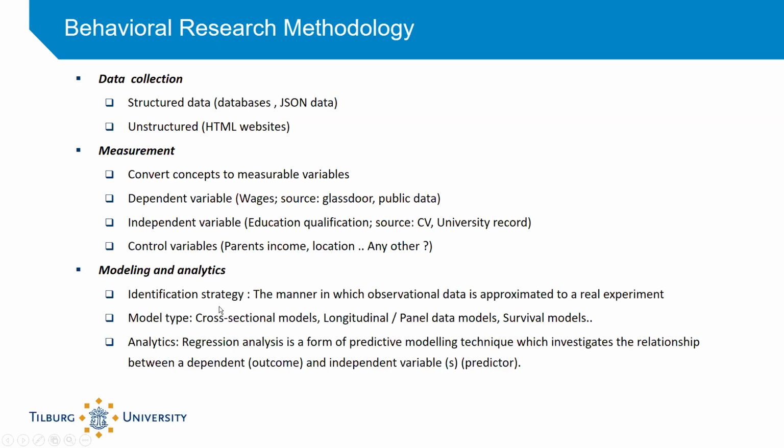So the third important step is modeling and analytics. And when you're doing your modeling and analytics, you will come across three important challenges. The first one is the identification strategy. Identification strategy is the manner in which you're trying to make your observational research as close to a real experiment as possible. So there are different ways you can do that.